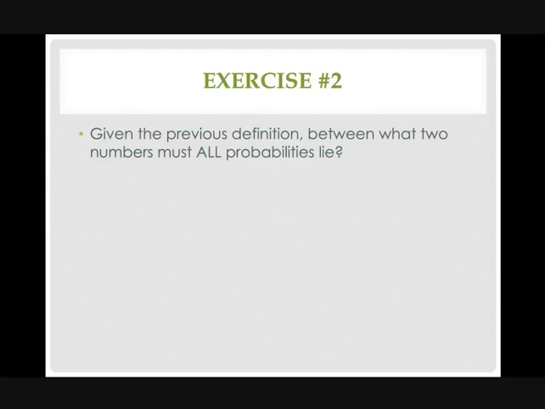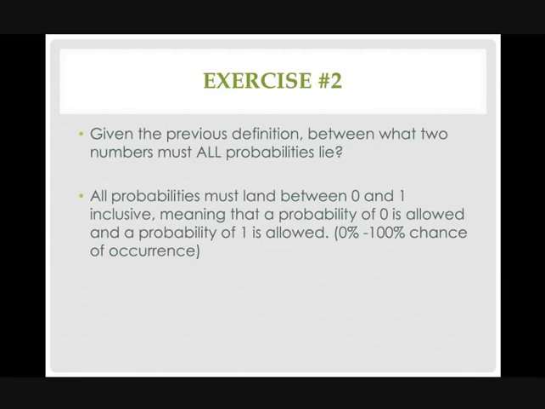Exercise 2. Given the previous definition, between what two numbers do all probabilities fall? All probabilities must land between 0 and 1 inclusive, meaning that the probability of 0 is allowed and the probability of 1 is allowed. That means that you have a 0% chance to 100% chance of occurrence.